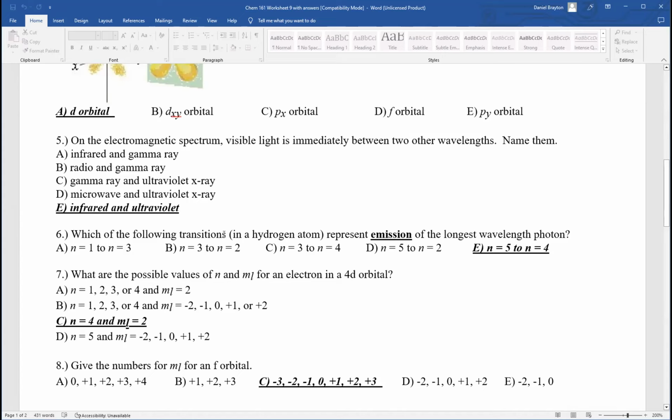Which of the following transitions, in a hydrogen atom, represents emission of the longest wavelength photon? I like this question because it's really easy if you know the idea of the model and what emission means. And then longest wavelength. So the longer the wavelength, the shorter the frequency, right? And so the photon is the energy of light. Emission means it's coming off.